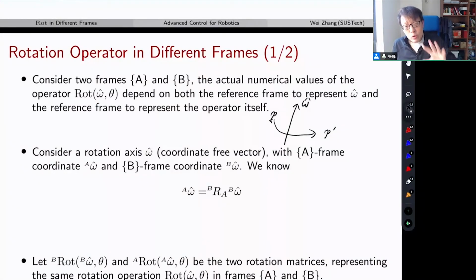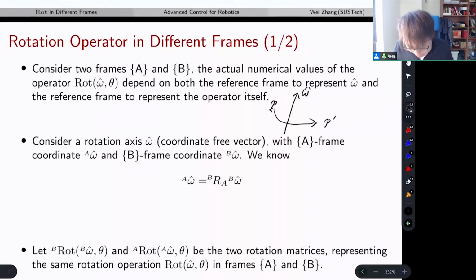Let me repeat. If I choose a different coordinate frame to represent these points and the rotation operation, they should give me the same result. The point still moves to this point. You see what I mean? But I can choose to work with different frames to express this rotation operator, and this operator in different frames will have different numerical representations.